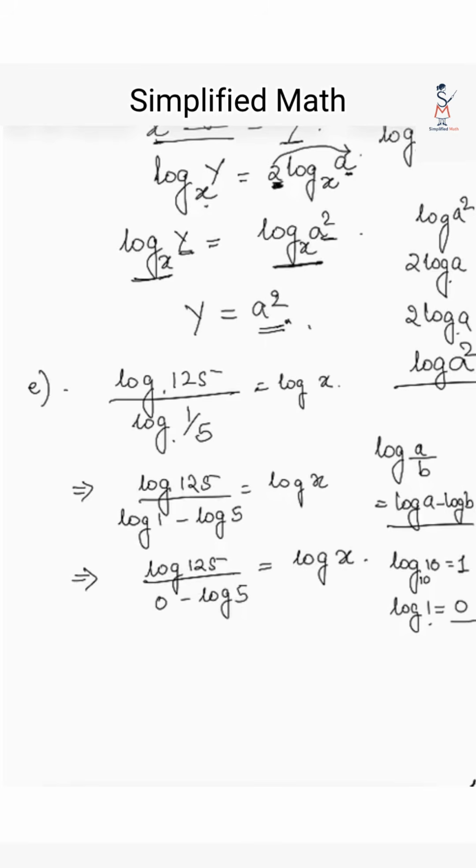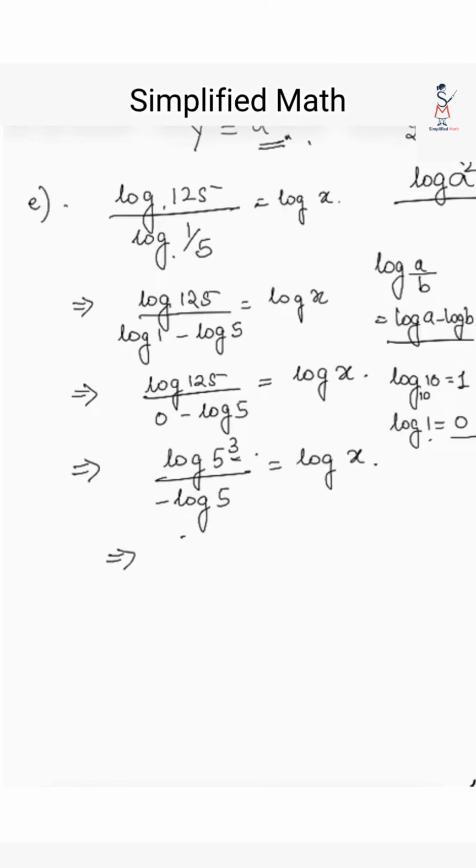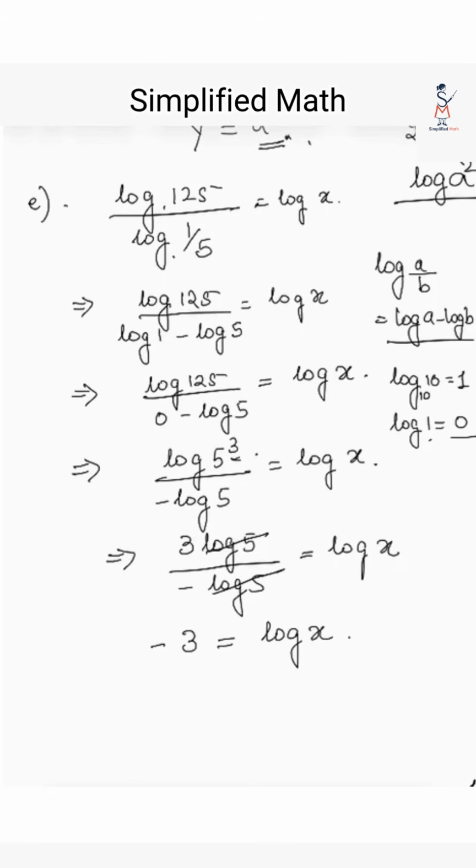Fine. Now what will happen here? We can write log 125 as log 5 raised to the power 3, minus log 5, is equal to log x. Right? Now log 5 raised to the power 3, again the power will come in front of the log. It will become 3 log 5 minus log 5 is equal to log x. Log 5 will get cancelled. Minus 3 is equal to log x. We need to find the value of x.